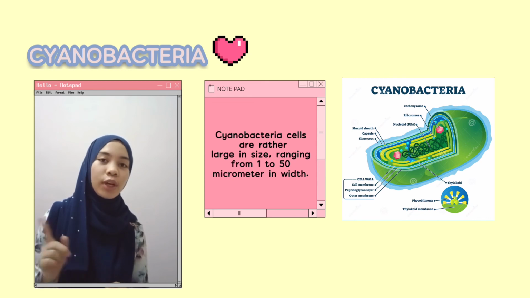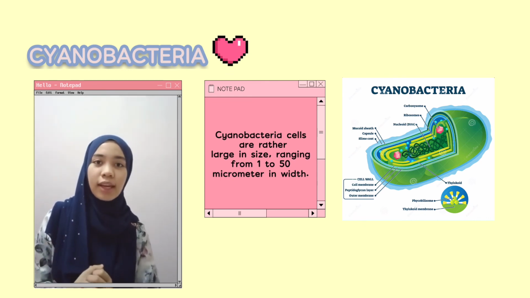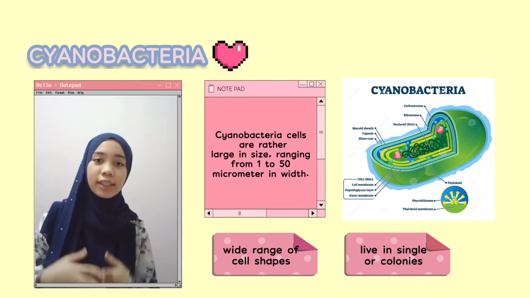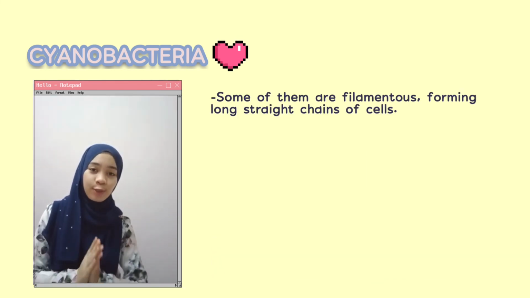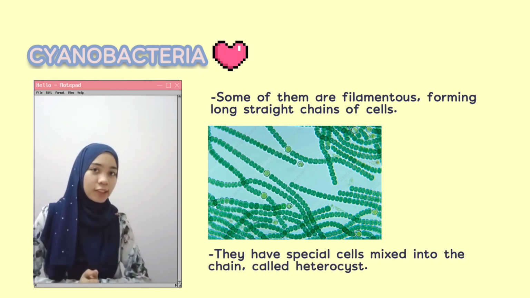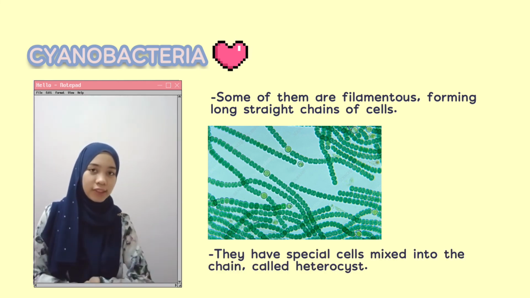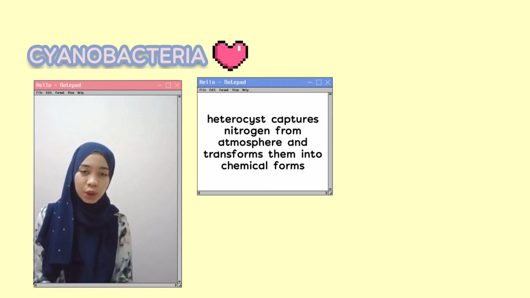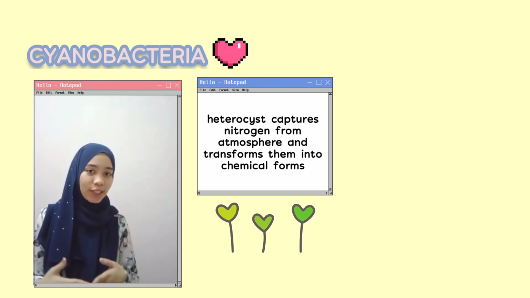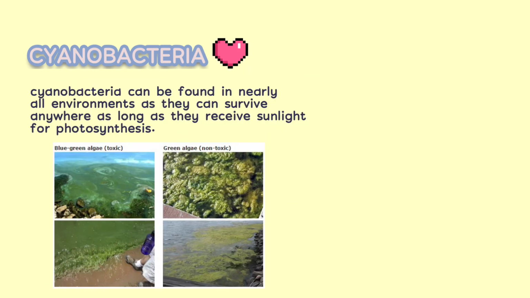Cyanobacteria cell size is 1 to 50 micrometers in width, and they have a wide range of cell shapes and can live singly or in colonies. Some of them are also filamentous, forming long straight chains of cells. They have special cells mixed into the chain called heterocysts. Heterocysts capture nitrogen from the atmosphere and transform it into chemical forms to be used by cyanobacteria. This process is called nitrogen fixation.